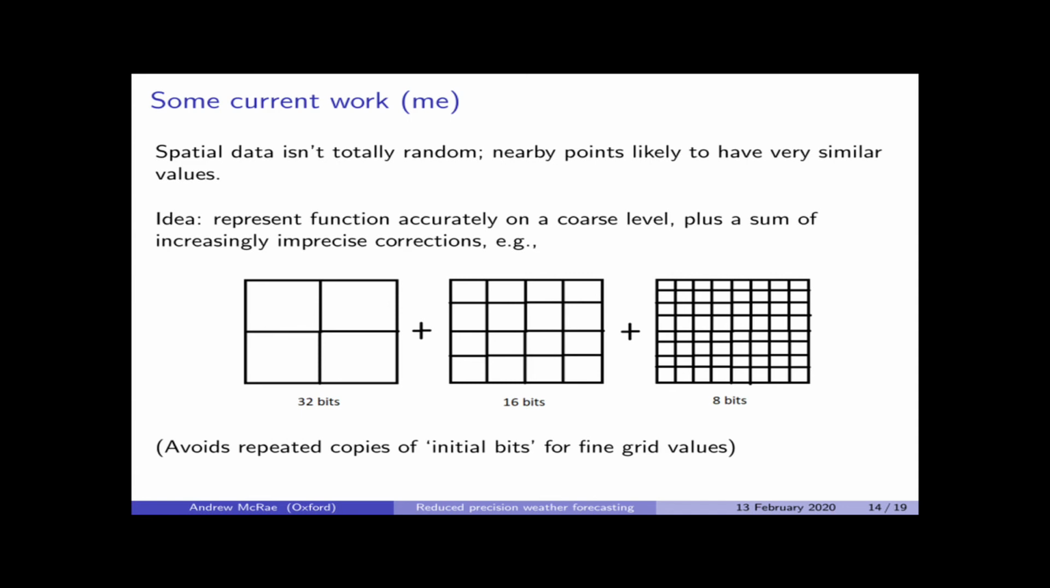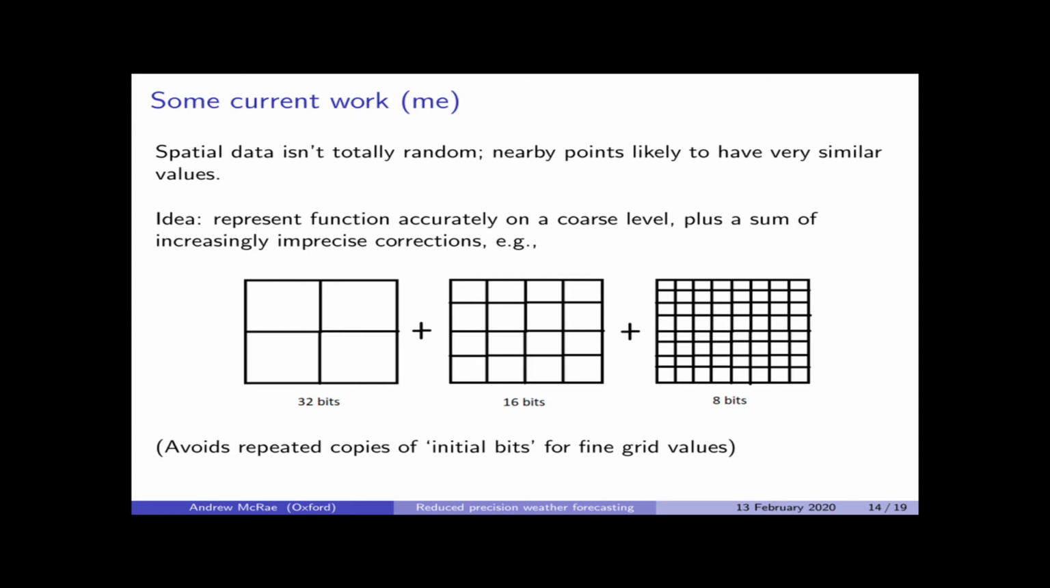So this kind of spatial data is not totally random. Nearby points are likely to have very similar values, temperatures, pressures, etc. And so an idea is to represent the function somehow as a sum of something on a coarse level that's perhaps more accurate, plus increasingly imprecise corrections. So I've written 32, 16, 8. You know, it could be whatever.